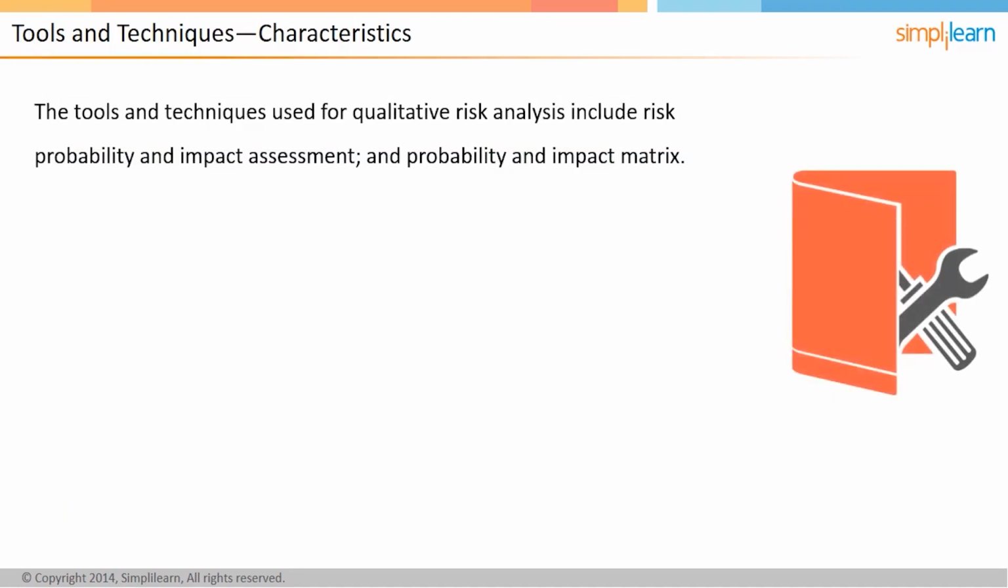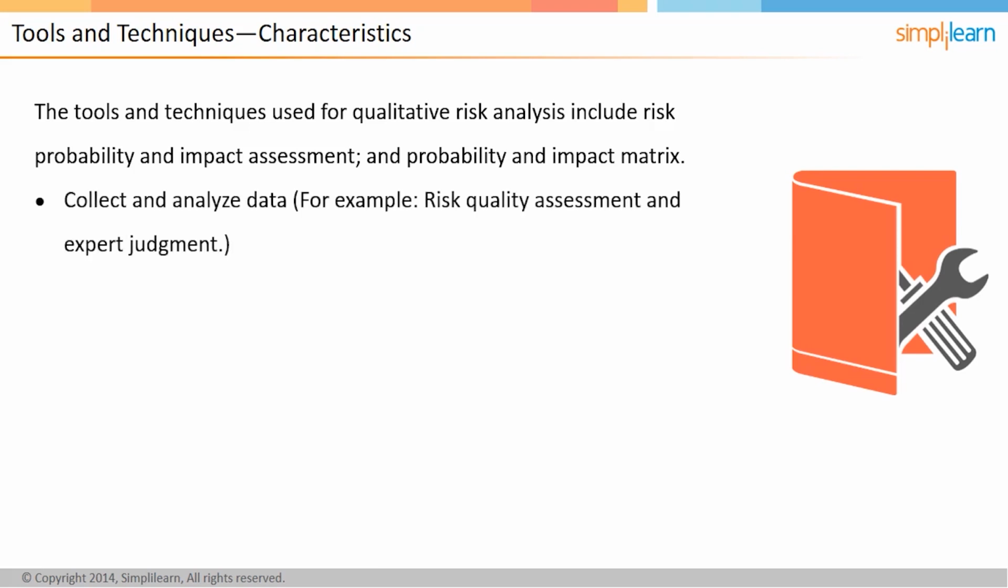In this screen, we'll discuss the characteristics of tools and techniques for the Perform Qualitative Risk Analysis process. You should be aware of the risk characteristics such as description, the identified date, customer details, etc., so that the importance of the risk can be defined. In general, the tools and techniques used for qualitative risk analysis include risk probability and impact assessment, and probability and impact matrix. To do this, you need to collect and analyze data by using risk data quality assessment and expert judgment.